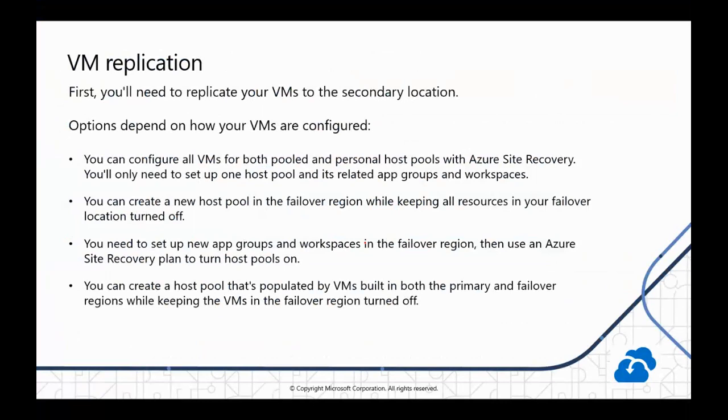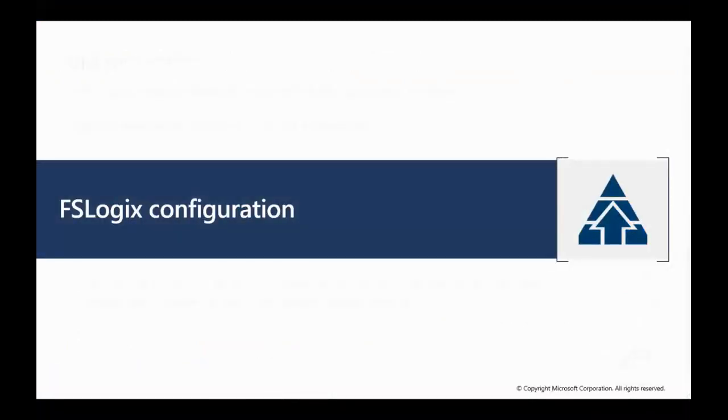You can also create a new host pool in the failover region, go to the replication region, create one host pool and connect all the resources that you need to that new location. After that, you have to set up new app groups and workspaces in the failover region. Then use the Site Recovery plan to return to those hosts whenever you are done with your problem. So this is one method to overcome this outage, by creating another replication or another site for your configuration of host pools.